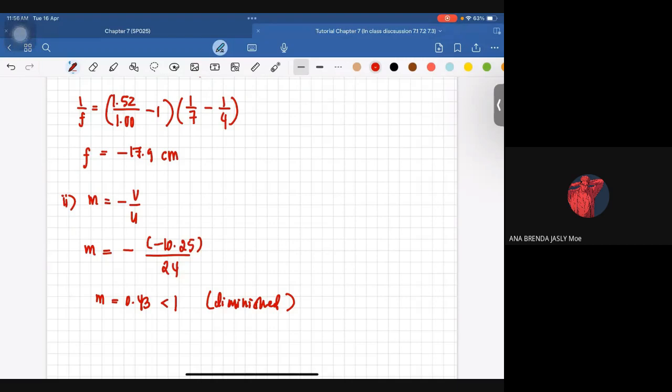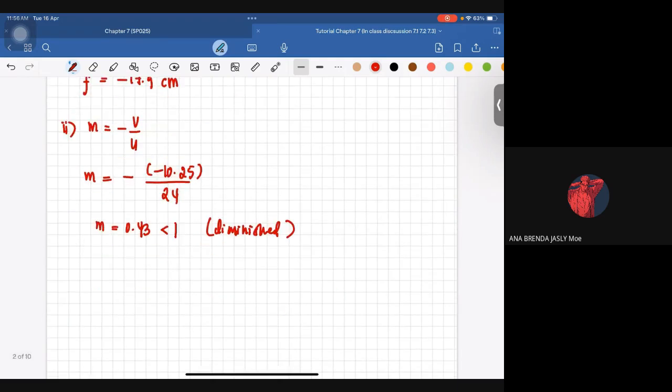Buat banyak exercise kita chapter 7 ni. Kamu perlu jumpa banyak type of questions in order for you to know whether you understand or not.